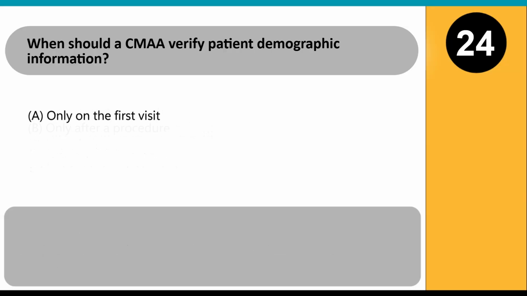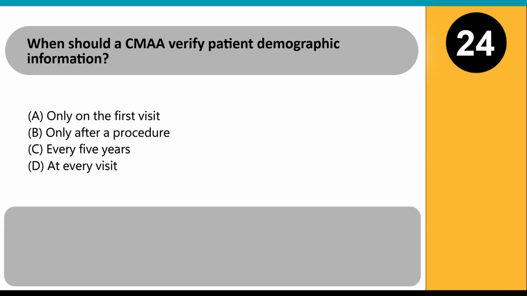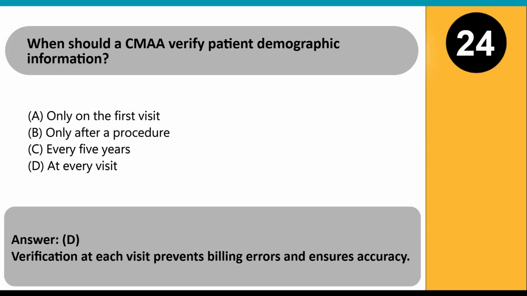When should a CMAA verify patient demographic information? A. Only on the first visit. B. Only after a procedure. C. Every 5 years. D. At every visit. Answer D. Verification at each visit prevents billing errors and ensures accuracy.